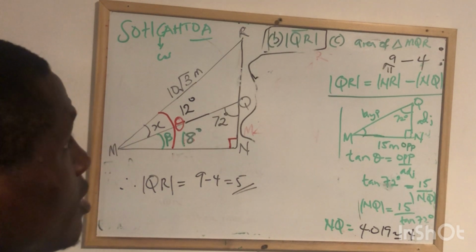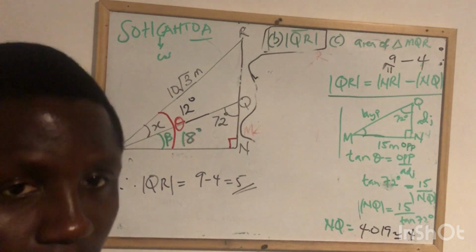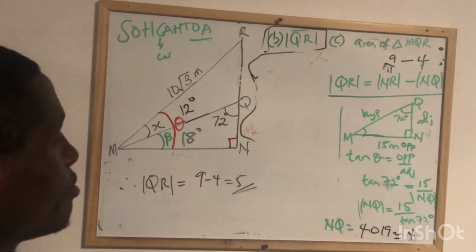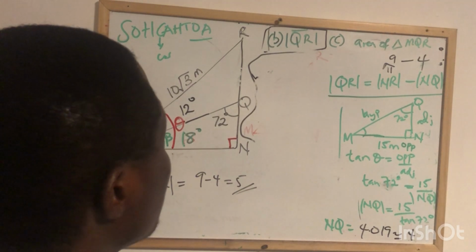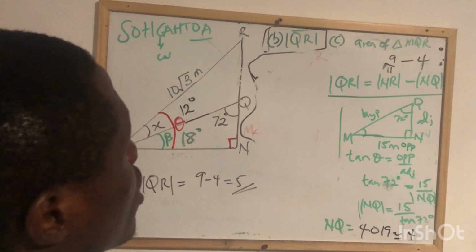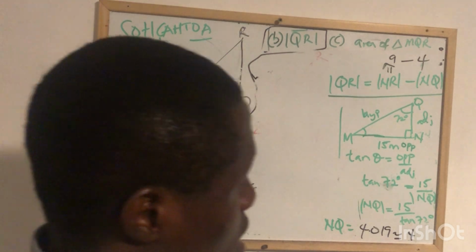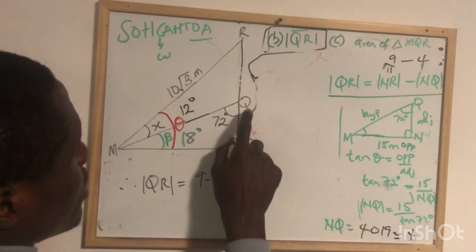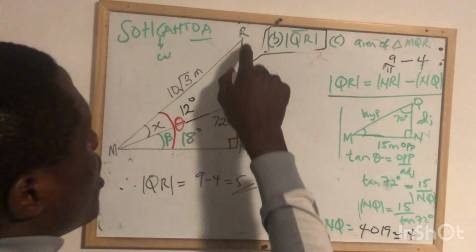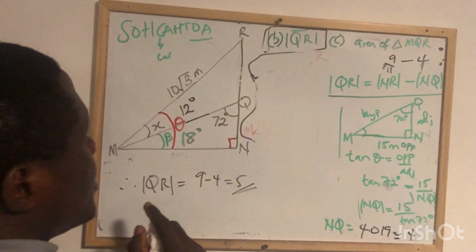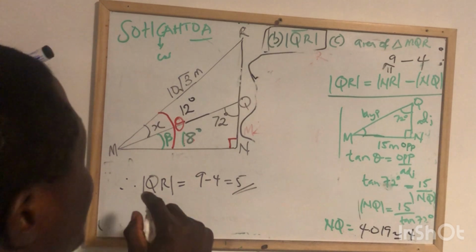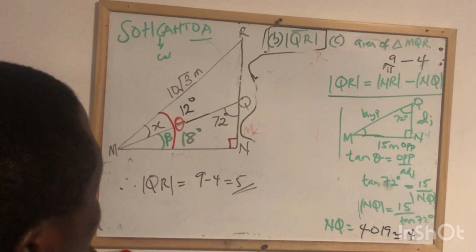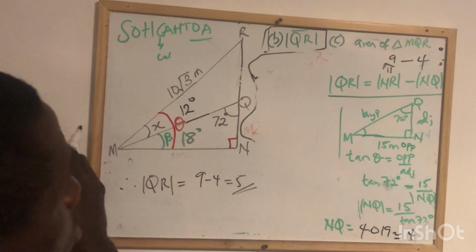So let me still check my video whether it's still recording. And then the last one is to calculate the area of triangle MQR. What a tricky question. You can see that the question is a little bit tricky.